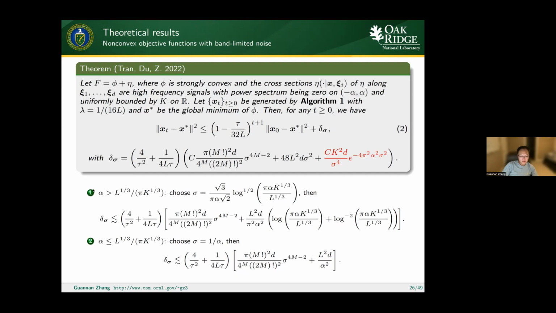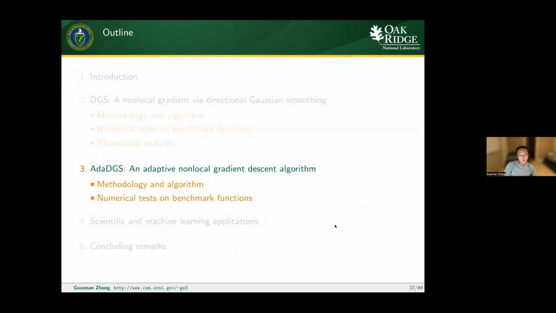And here are some examples of how to choose the best sigma, depending on the lower bound of the frequency, to achieve a good error and balance those errors. Okay, so with this analysis, we finished the second part on the classical directional Gaussian smoothing, and our algorithm has some hyperparameters in there.